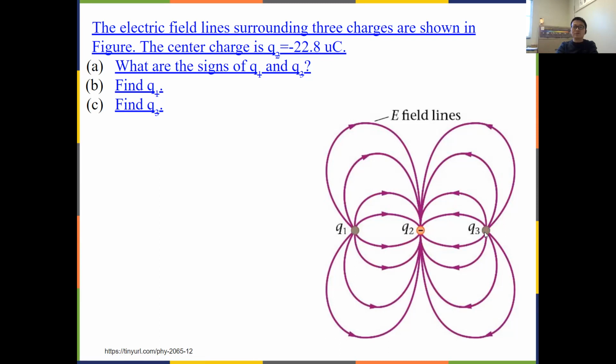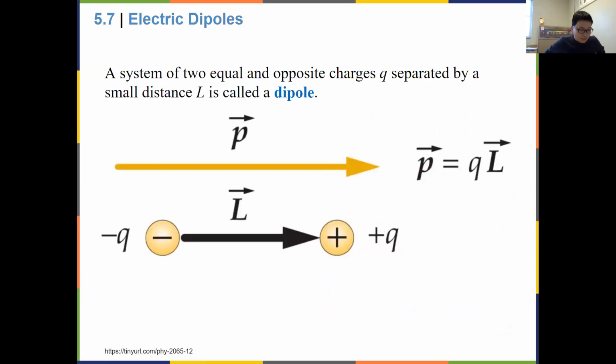The same will be on Q3 because Q3 also just has 8 lines surrounding it. So Q3 will also be equal to half of Q2, but positive, 11.4 microcoulombs. So the signs of Q1 and Q3 are both positive. The magnitude of Q1 is equal to 11.4 microcoulomb, and Q3 is also equal to 11.4 microcoulomb.